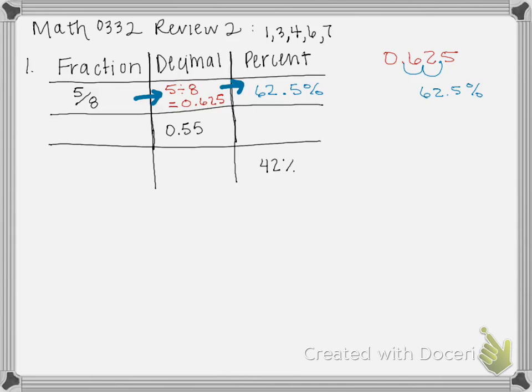So if we go down to our second row here, we want to change a decimal to a fraction and also to a percent. So probably easier to just go from decimal to percent. If we're going to go this way, we know that we take the 0.55 decimal, multiply by 100, which means we are going to move the decimal point twice to the right, and we end up with 55%.